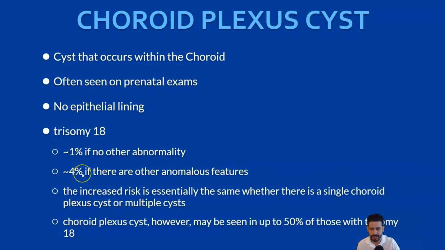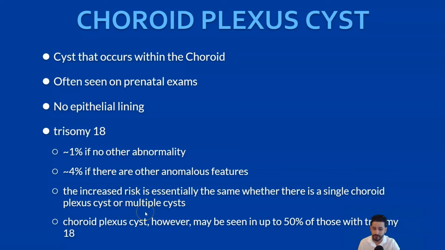There has been some association with trisomy 18, but if no other abnormality is found on the fetal ultrasound, there's about a 1% chance that a choroid plexus cyst would be associated with trisomy 18. If there are other anomalous features or other markers, there's about a 4% chance increase of association with trisomy, but still not very much. The increased risk is essentially the same whether there is a single choroid plexus cyst or multiple cysts. So if we see a choroid plexus with 2 cysts, that shouldn't raise concern for anomalies.